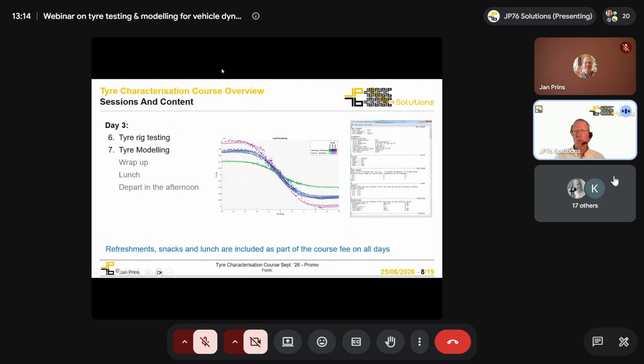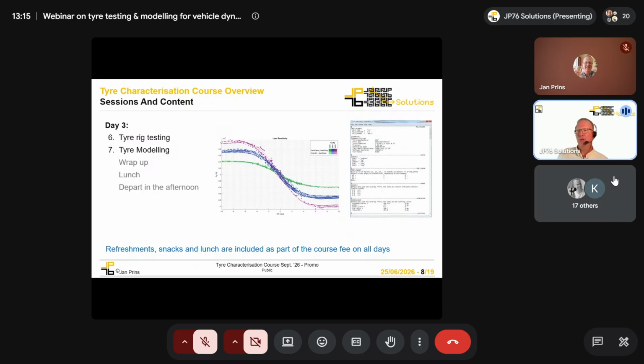It's really only a morning where we'll finish off with tyre rig testing, because the state of the art still is that you need to do an awful lot of tyre testing to get data to create models from. So we'll explain everything about that, and then we'll finish off with a session on tyre modelling. What tyre models would you use for whole vehicle dynamic simulation, and the pros and cons, and all those good things. And then we'll wrap up with lunch, questions.